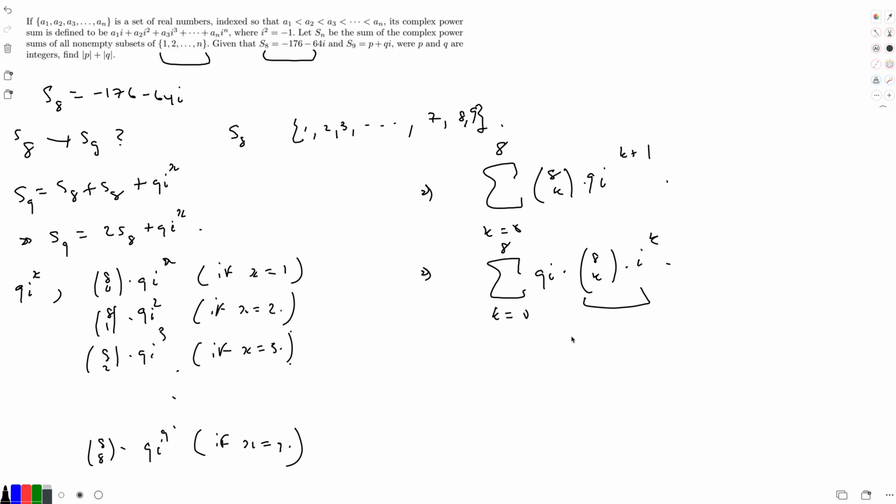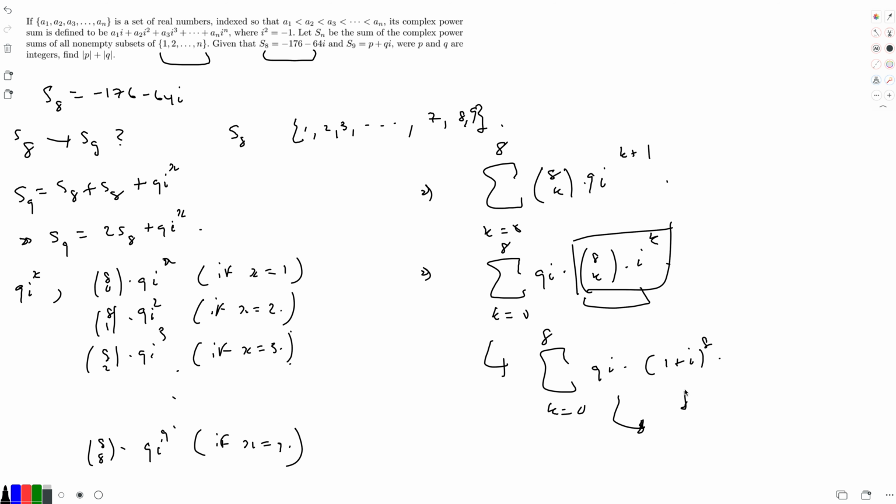Now this is just the binomial expansion for 1 plus i raised to the power of 8, right? So this just becomes 9i times 1 plus i raised to the power of 8. And now we're in familiar territory. None of this depends on k, so it suffices to evaluate this. Instead of using the binomial theorem, we'll resort to De Moivre's theorem.